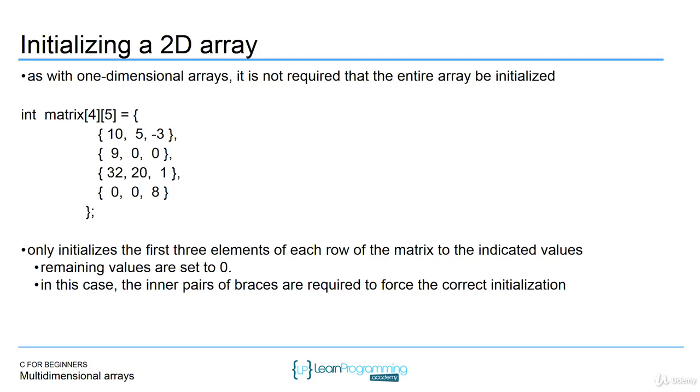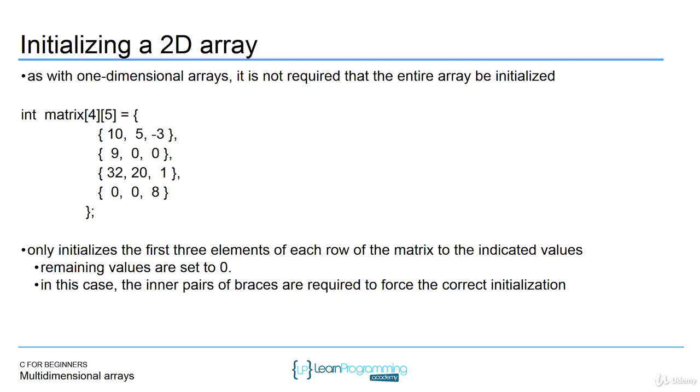For the ones that we didn't set, the 4th and 5th values of each row, those are actually going to be set to 0 automatically because we left them out. And in this case, you actually have to provide the curly braces, the inner ones. Because here, if we didn't, the initialization would be all screwed up. Because if you didn't have the curly braces, it would just do it consecutively.